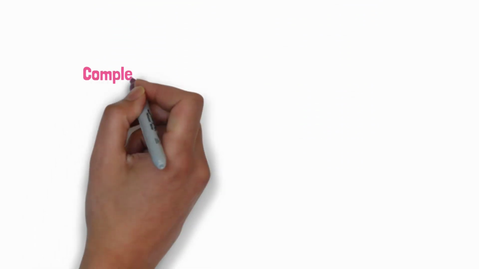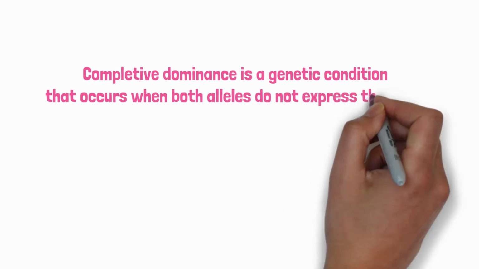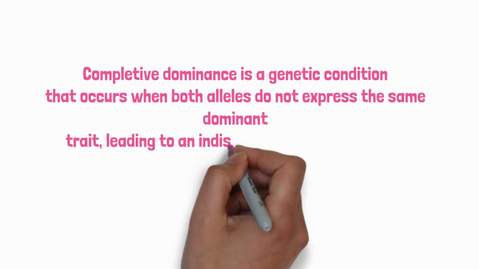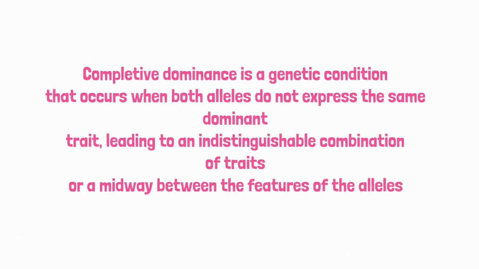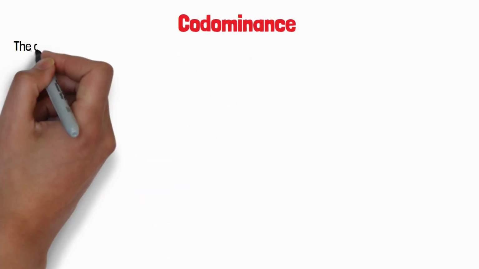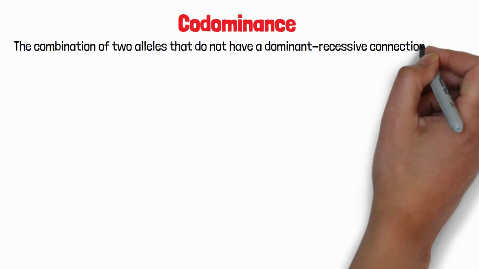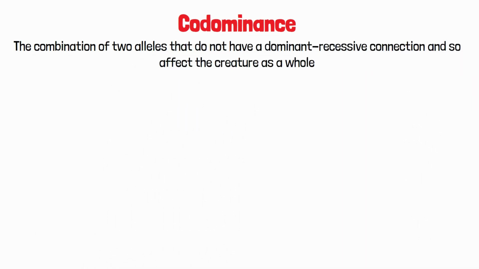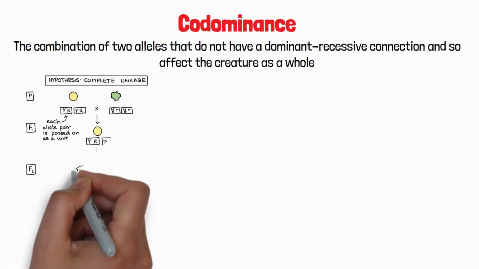Incomplete dominance is a genetic condition that occurs when both alleles do not express the same dominant trait, leading to an indistinguishable combination of traits or a midway between the features of the alleles. Codominance, the combination of 2 alleles that do not have a dominant-recessive connection, and so affect the creature as a whole. The law of independent assortment is a law that governs how things are arranged in a collection.